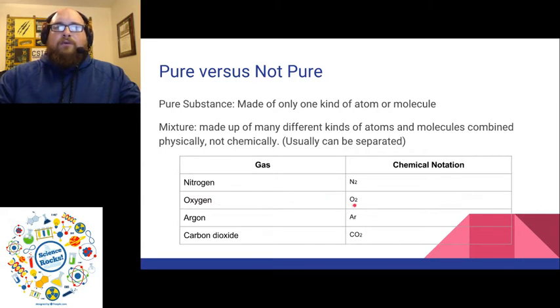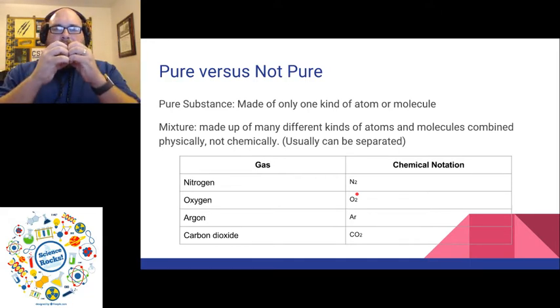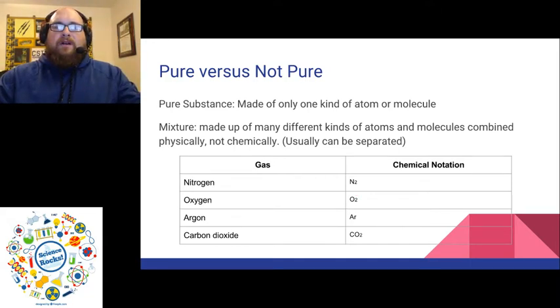So let's look at oxygen, what we need to breathe in order to survive. It is written as O2. O2 has one chemical symbol, O, which stands for oxygen. But then we have a subscript 2 telling us that there are two atoms of oxygen combined. Well, because we are only using one type of atom, this gas is also considered an element. It is still pure.